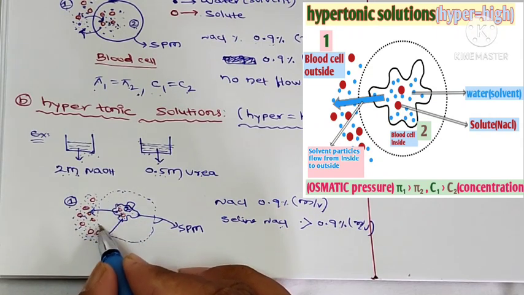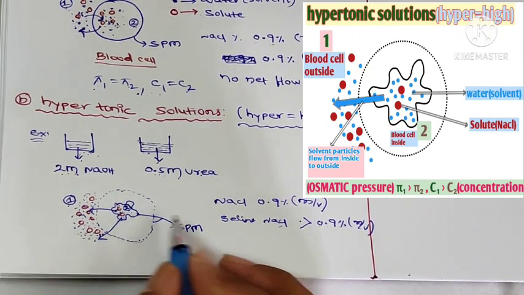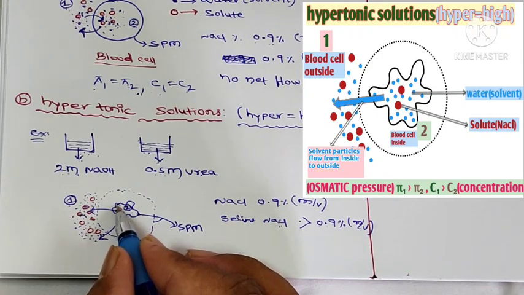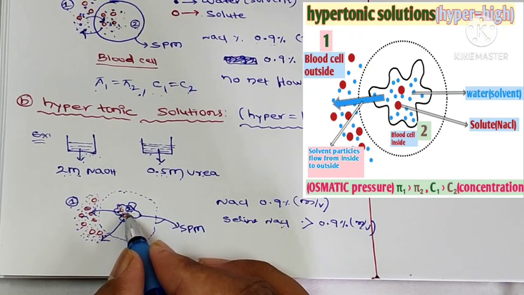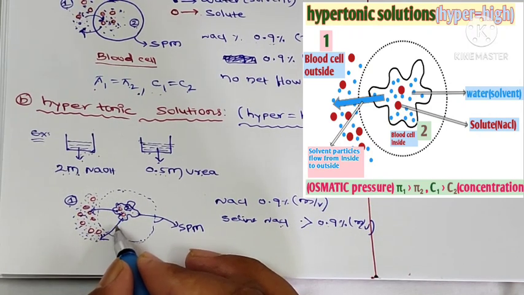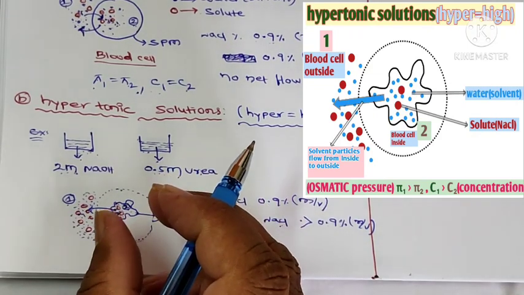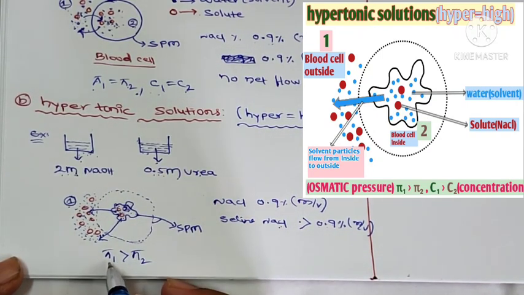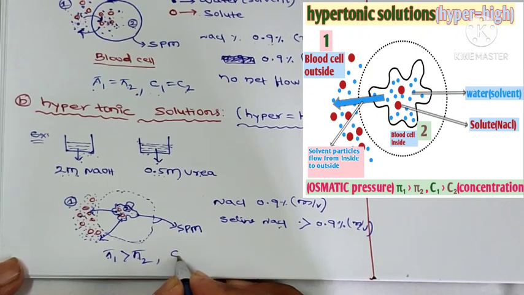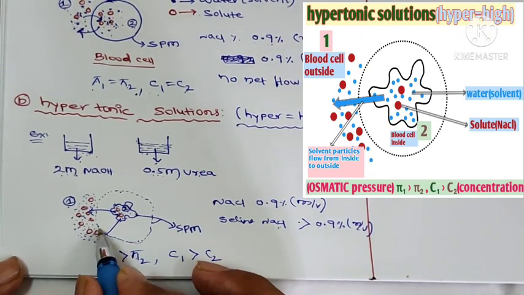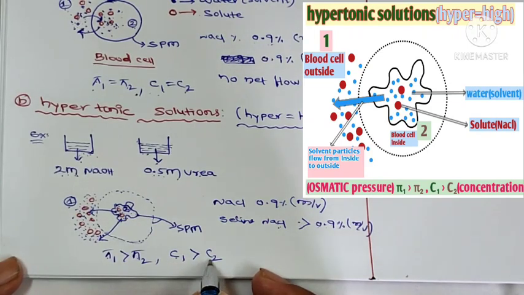So this is the first position of the cell membrane, and after injecting the saline the cell membrane will come to here. So this is the second position of the cell membrane after injecting the saline, because the solvent, meaning H2O molecules, flow from inside the blood cell to the outside of the blood cell, meaning the cell will shrink. And here pi 1 is greater than pi 2, meaning osmotic pressure outside the blood cell is more than inside the blood cell, and concentration C1 is greater than C2, meaning the concentration outside the blood cell is more than inside the blood cell.